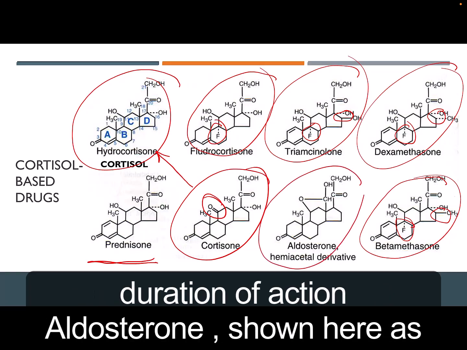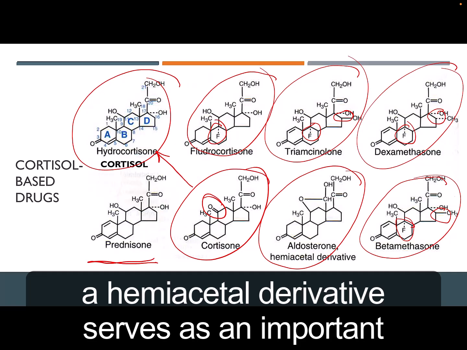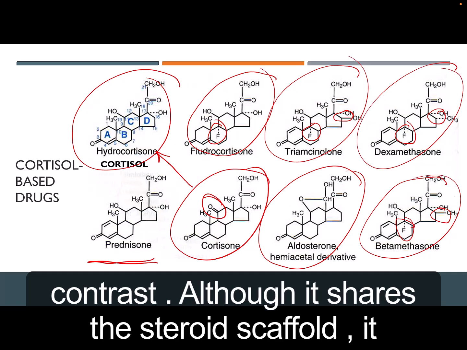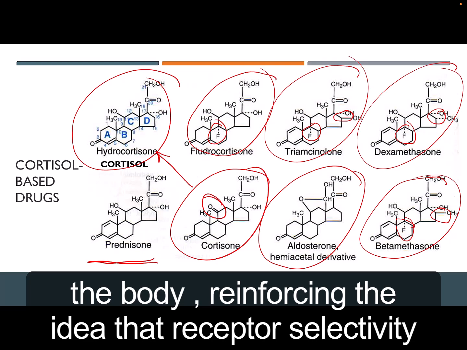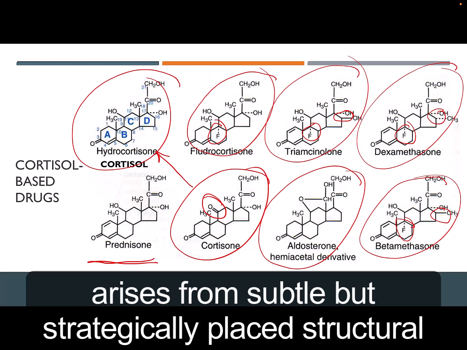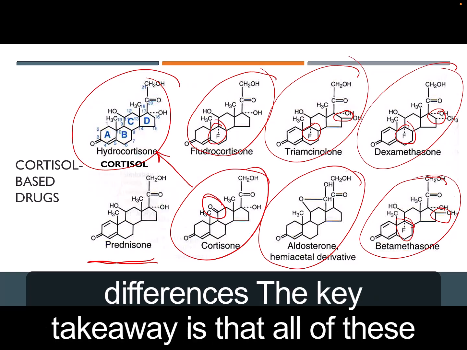Aldosterone, shown here as a hemiacetal derivative, serves as an important contrast. Although it shares the steroid scaffold, it functions primarily as a natural mineralocorticoid in the body, reinforcing the idea that receptor selectivity arises from subtle but strategically placed structural differences.